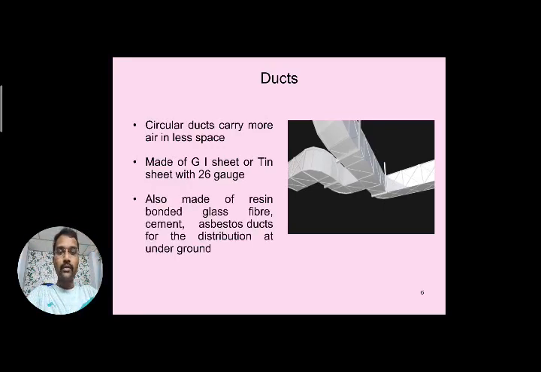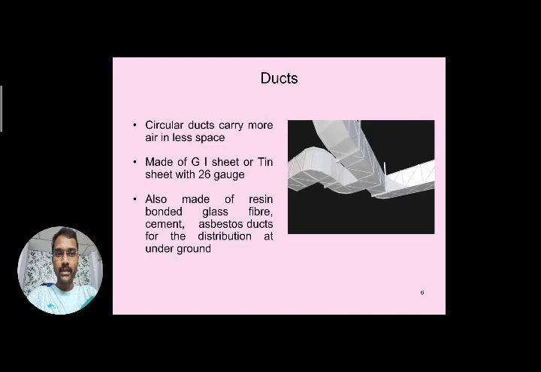Ducts are also made of resin bonded glass fiber, just like a composite material, very tough and hard. These are resin bonded glass fibers, like composite materials made with a number of resins or bonded materials, so they can be very strong.